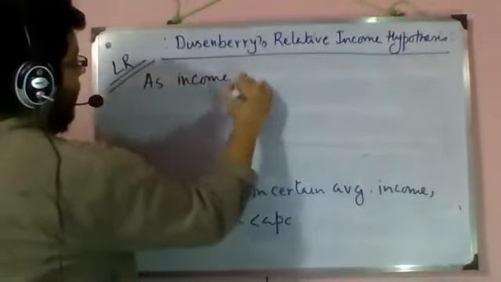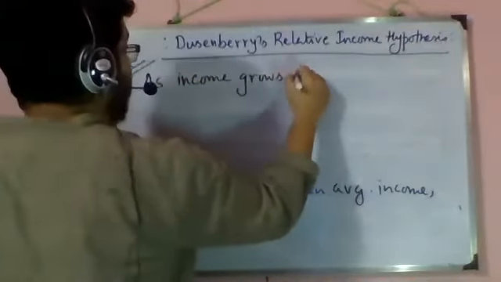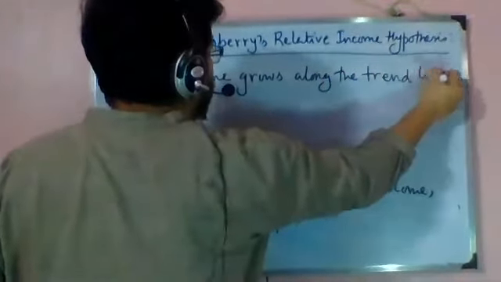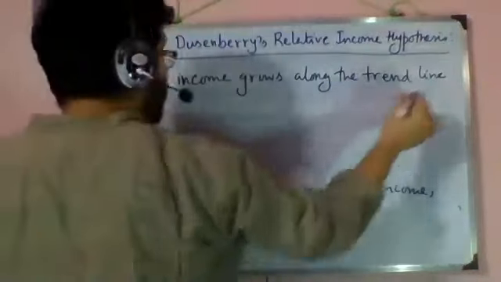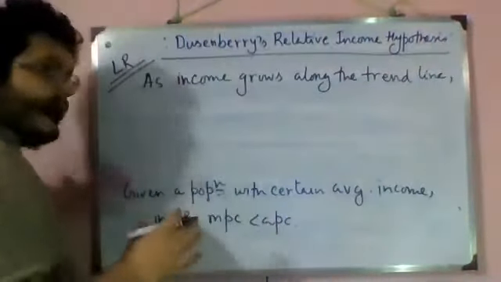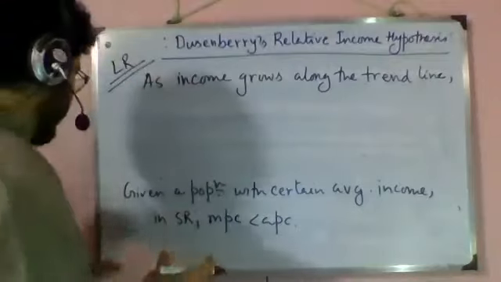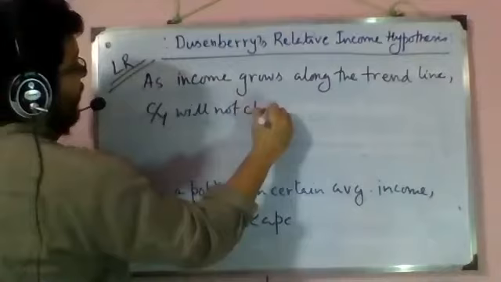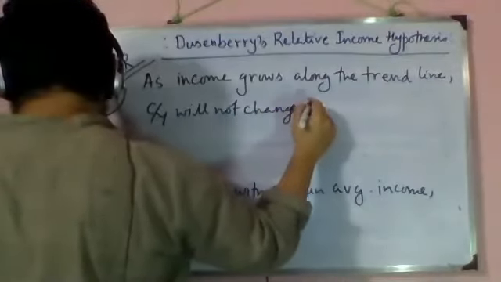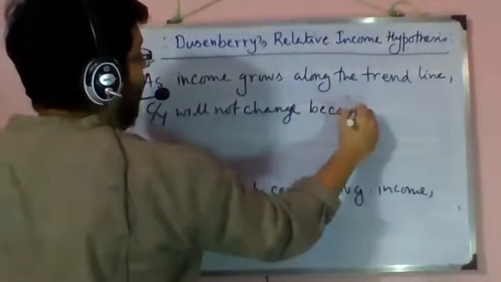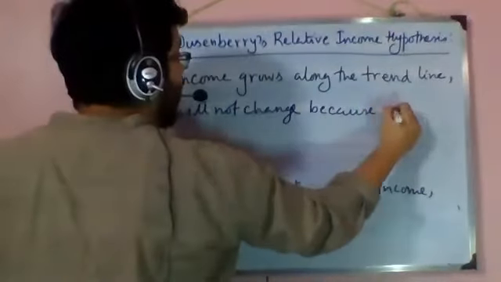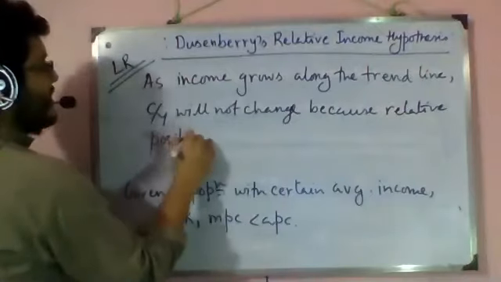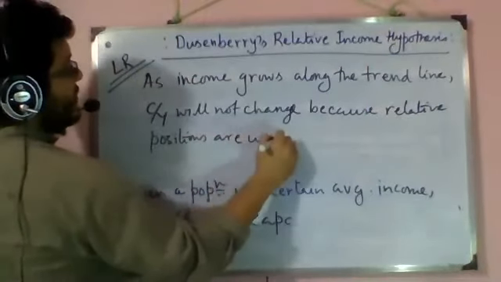So as income grows along the trend line, what will happen? The population's structure will remain the same in the sense that C by Y will not change. Why? Because relative positions are unchanged.